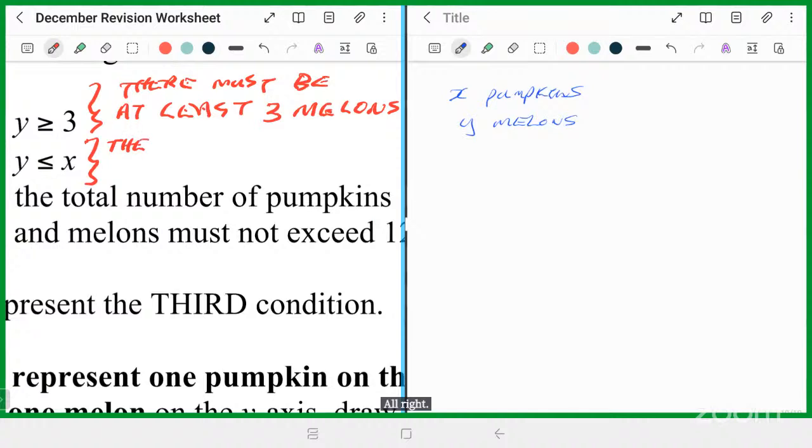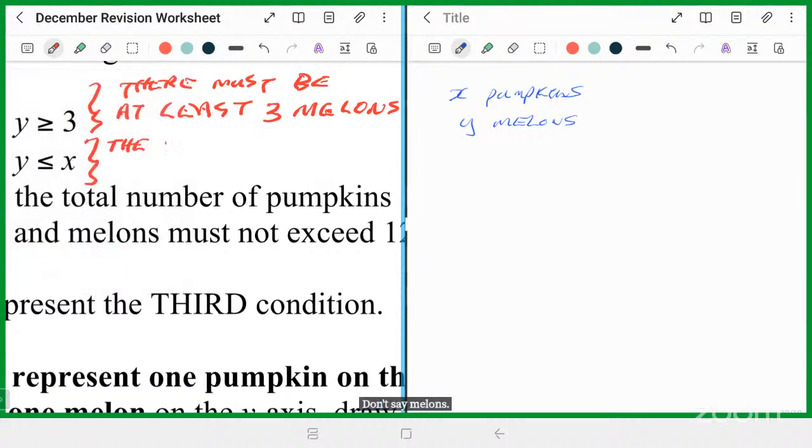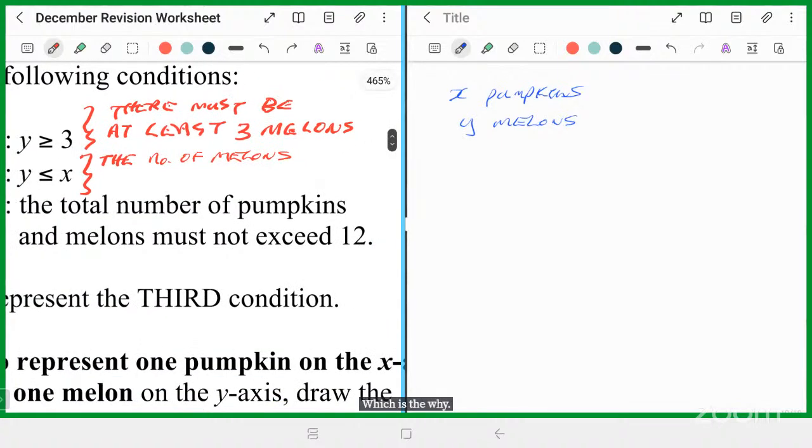Don't say melons. The number of melons, which is the Y, must be less than or equal to the number of pumpkins.